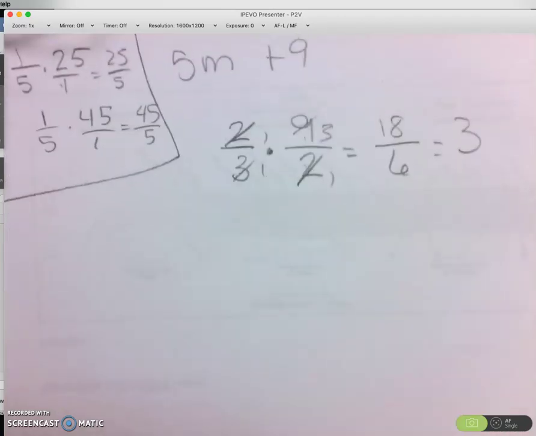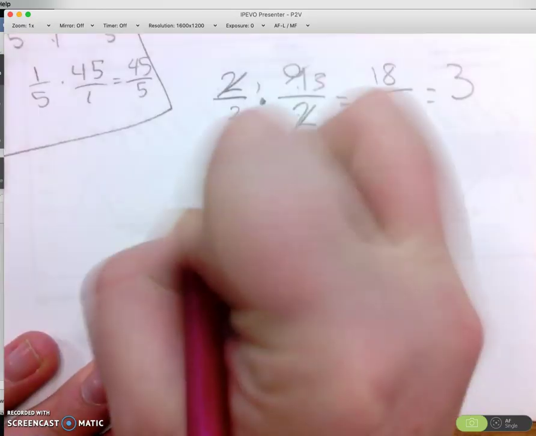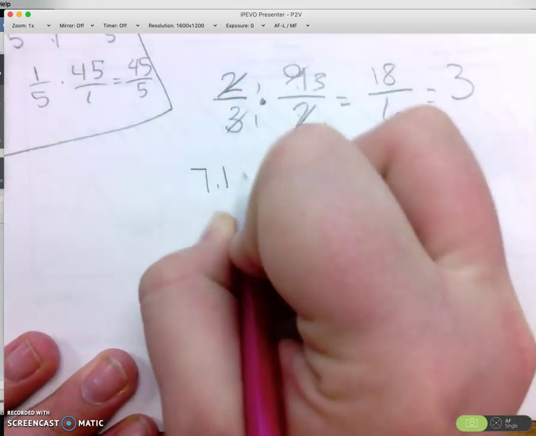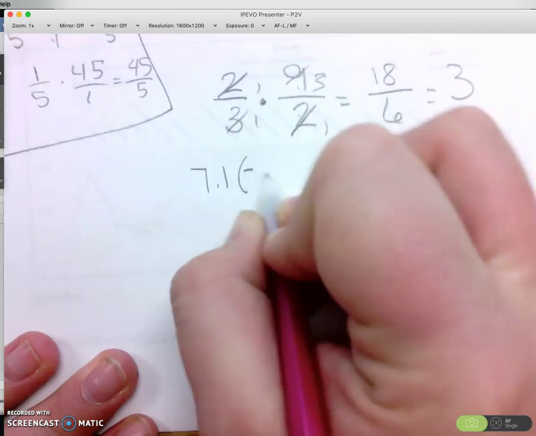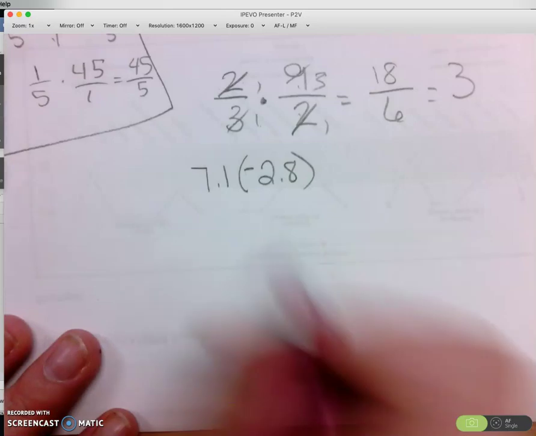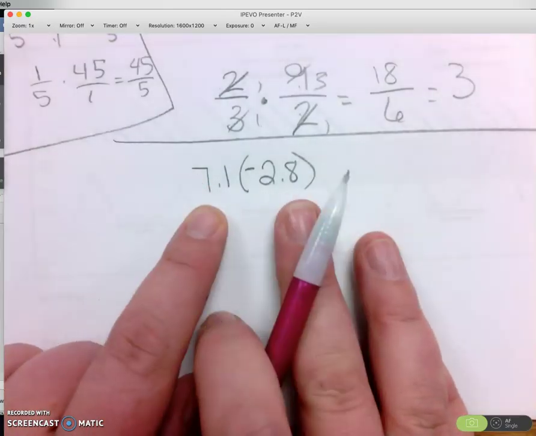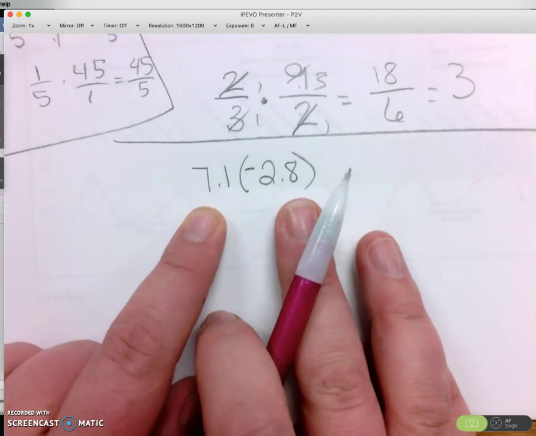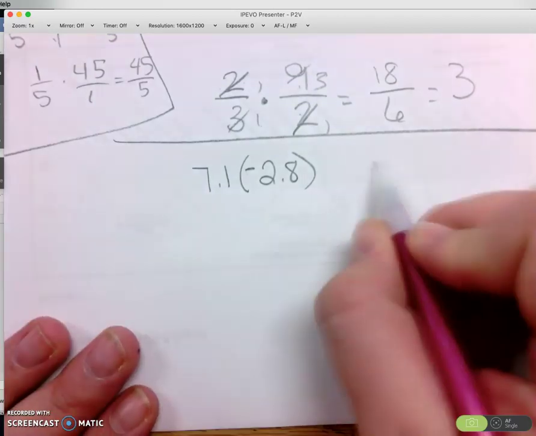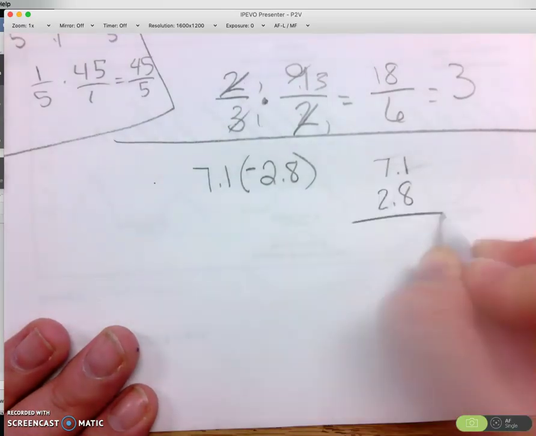Simplifying, if you're multiplying numbers, first of all, decimals, we didn't do a whole lot of work with this, so let's review with 7.1 multiplied by a negative 2.8. So first you have to see that you have a positive and a negative, so your answer will be what? Negative. You're going to do your math out, so 7.1 times 2.8.